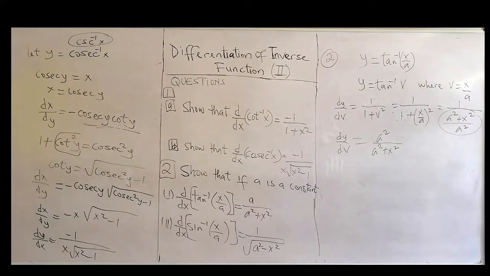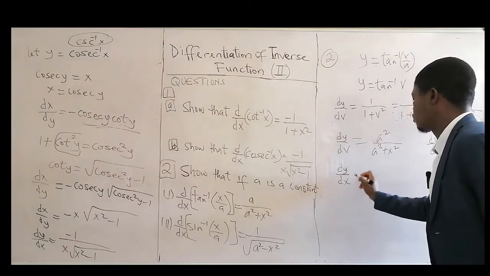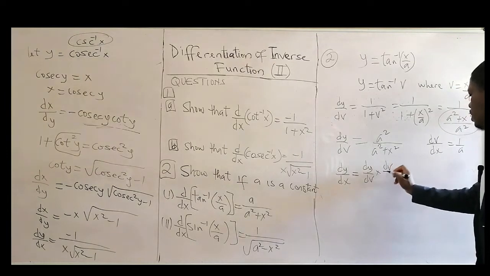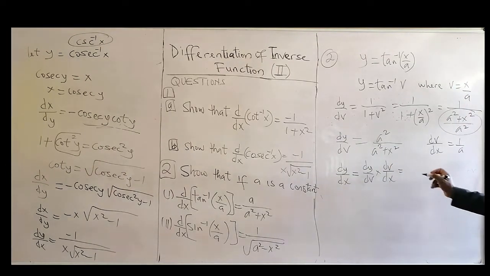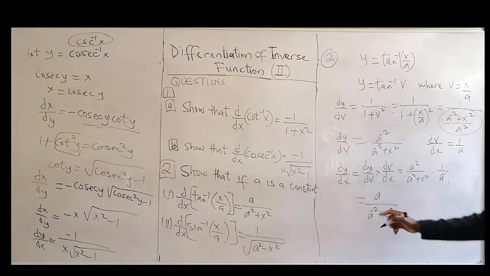Okay, then let's get dv/dx, which is equal to what? 1 over a. a is a constant, you only differentiate the x. Then your dy/dx is equal to dy/dv times dv/dx. Your dy/dv is what? a squared over a squared plus x squared, times dv/dx, which is 1 over a. So the a here will cancel, and then 1 will go here. So you have what? a over a squared plus x squared, which is done.